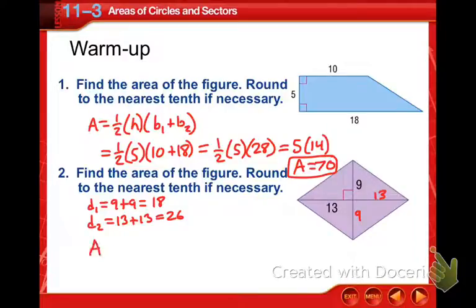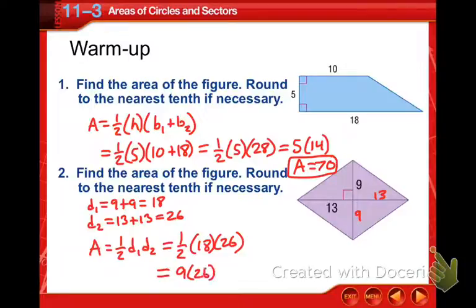So our area is 1/2 D1 times D2. So 1/2 of 18 times 26. So that's 9 times 26, which comes out to be 234. Okay?